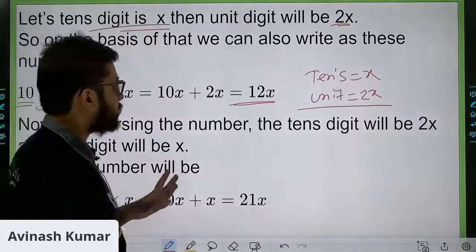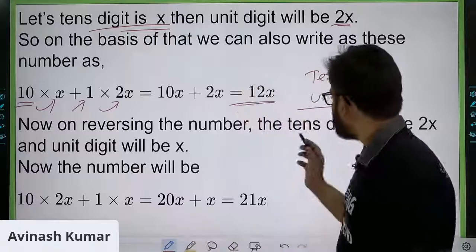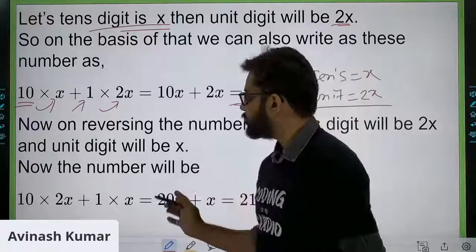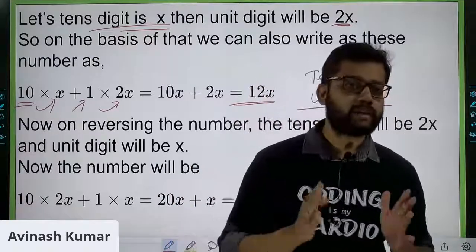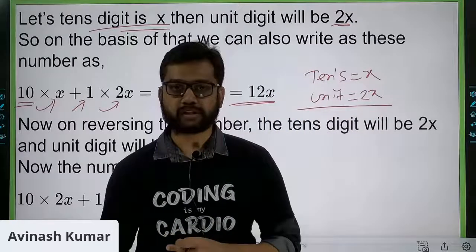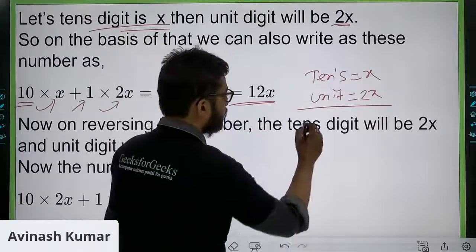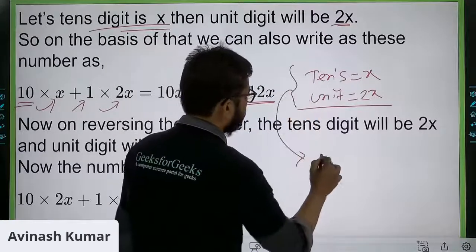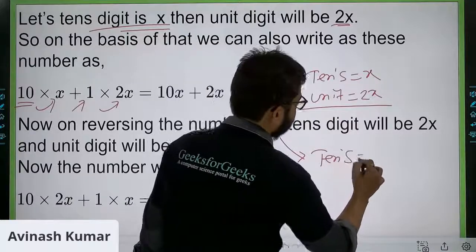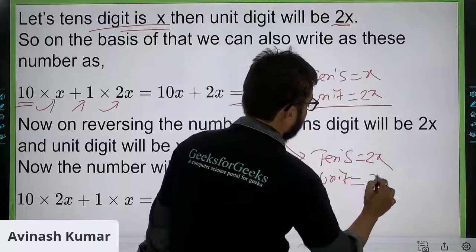Now the question is saying that we are going to reverse it. On the reversal, the tens digit will be 2x and the unit digit will be x. Initially our tens digit was x and our unit digit was 2x, but once we reverse this, our tens digit will be 2x and unit digit will be x.